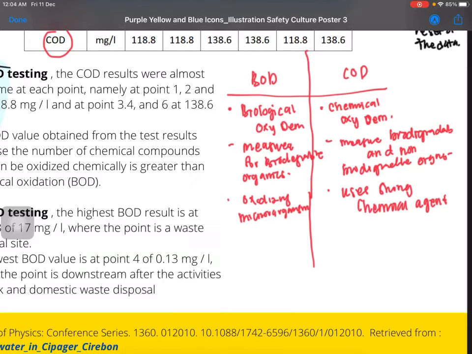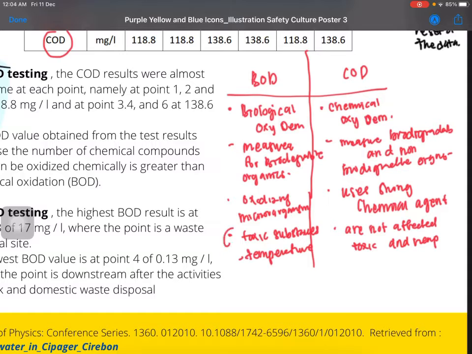And BOD could be affected by toxic substances because they kill the microorganisms. COD is not affected by toxics and temperature. BOD can be affected by temperature. I'm going to explain why this happens next.